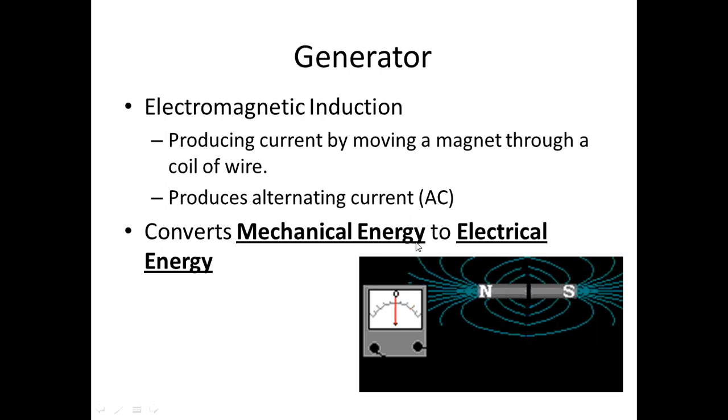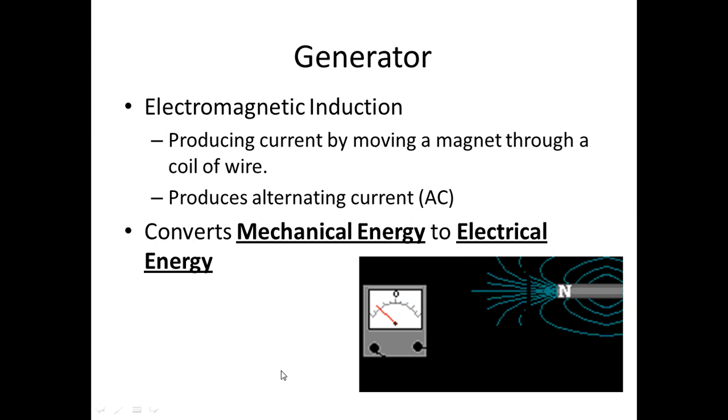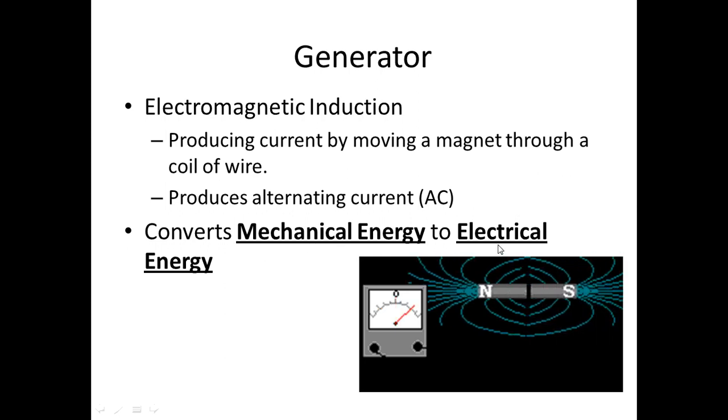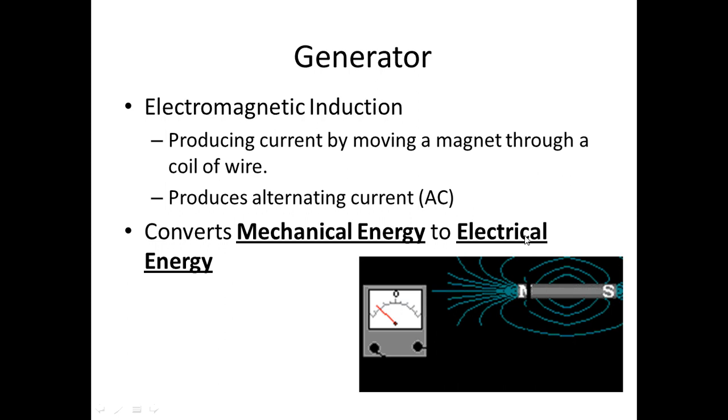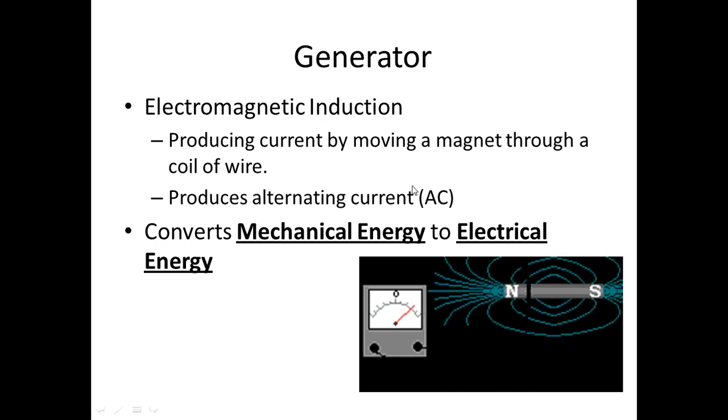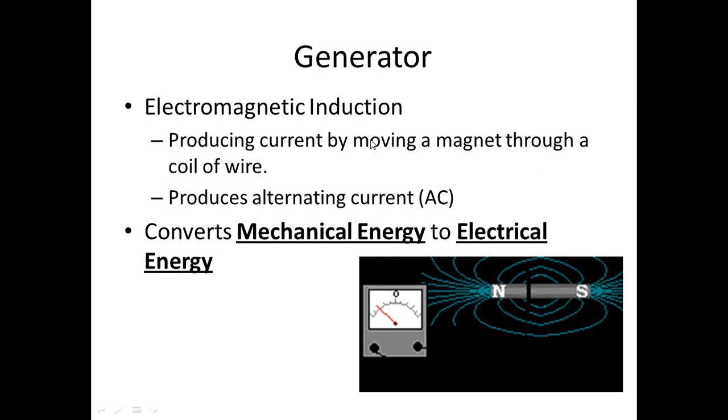Generators, because you have to move something to create electricity, convert mechanical into electrical. So moving into electricity, mechanical to electrical. This one is opposite a motor.